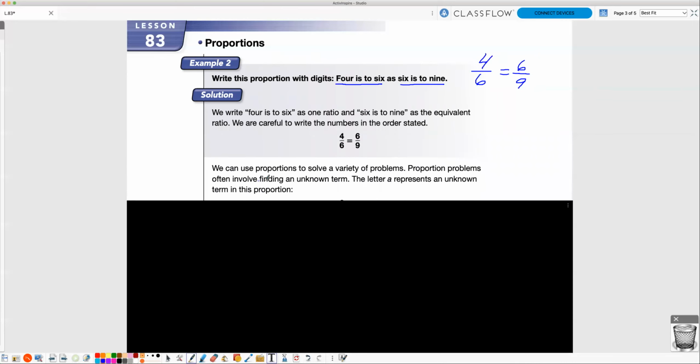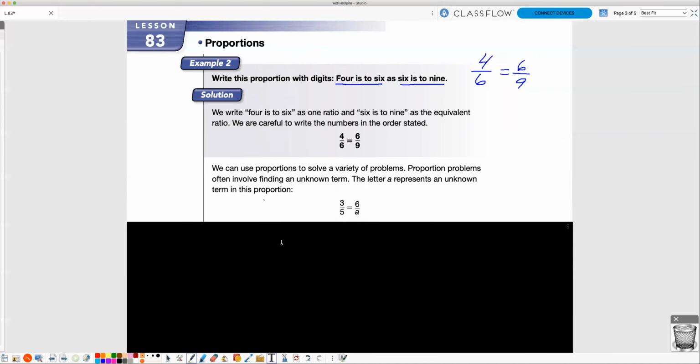We can use proportions to solve a variety of problems. Proportion problems often involve finding an unknown term. The letter A represents an unknown term in this proportion.